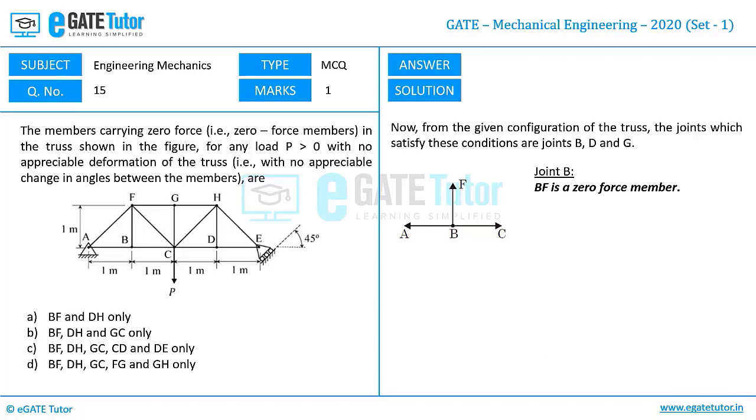Similarly, let's draw the free body diagram of joint D. This is the free body diagram of joint D. Here also, the members CD and DE are collinear. That means the forces induced in these members are equal and opposite, and they will cancel each other out whenever force equilibrium is applied to this joint. Therefore, the zero force member according to this joint is DH.